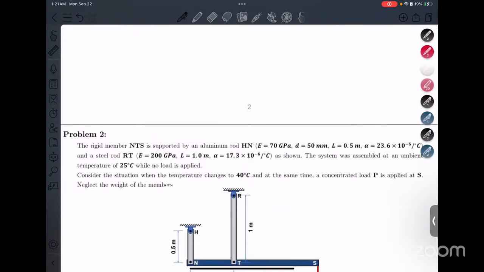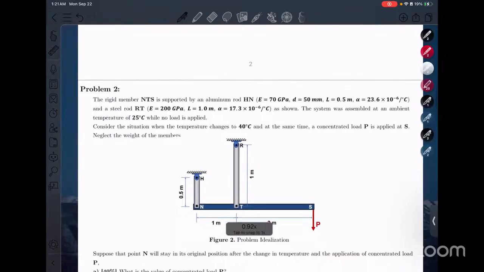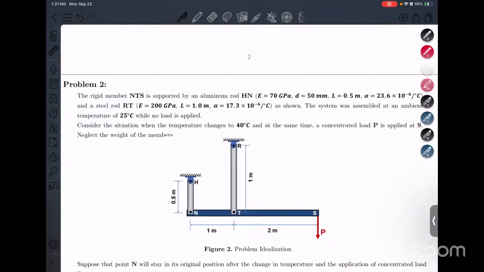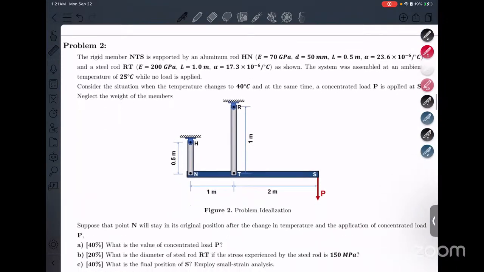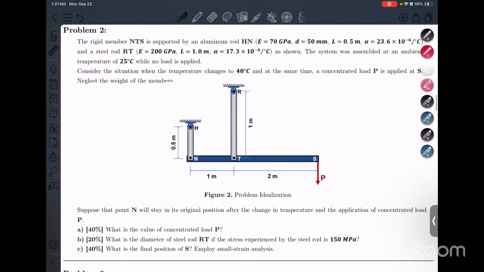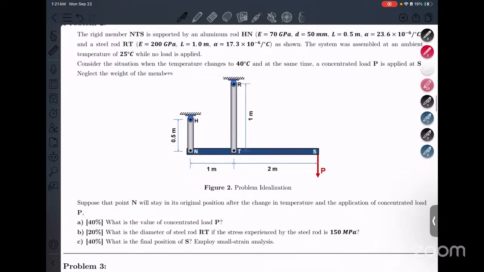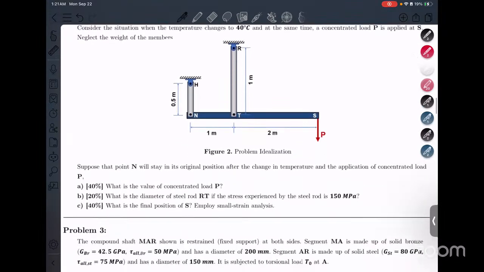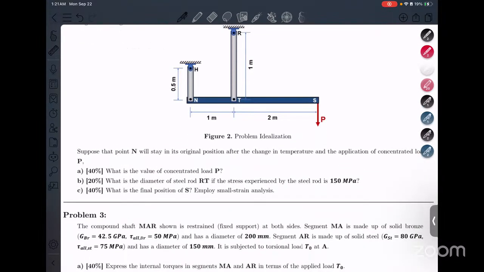Okay. So moving on to problem 2. The rigid member NPS is supported by an aluminum rod with these specifications as shown. The system was assembled at an ambient temperature of 25 degrees Celsius while no load is applied. Consider the situation where the temperature changes to 40 degrees Celsius and at the same time a concentrated load P is applied at S. Neglect the weight of the members. And then we have these questions.